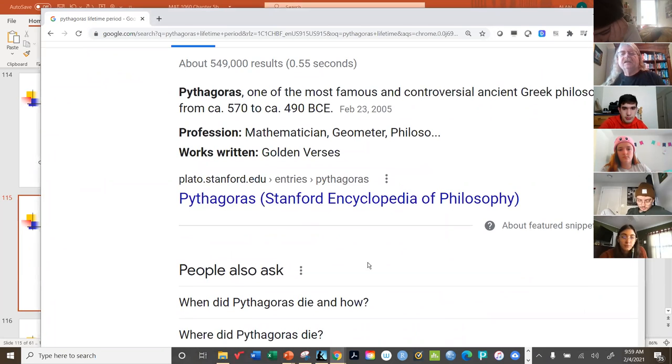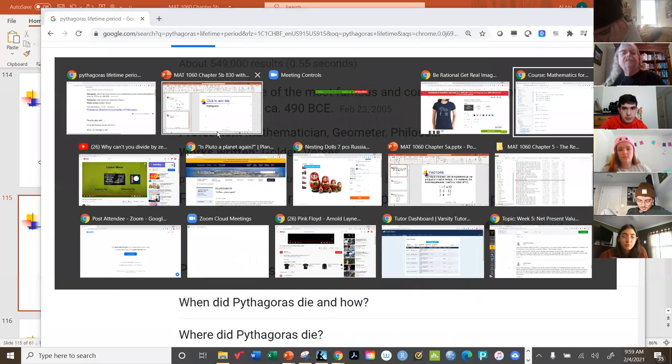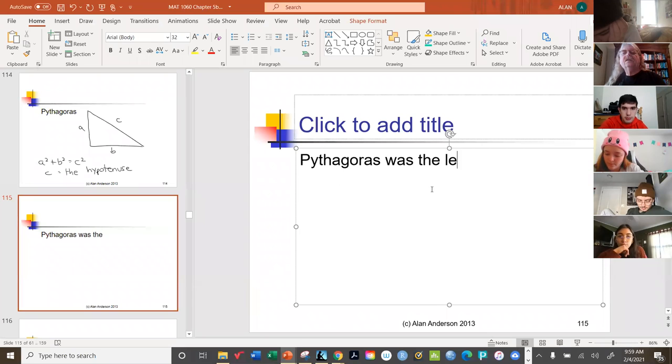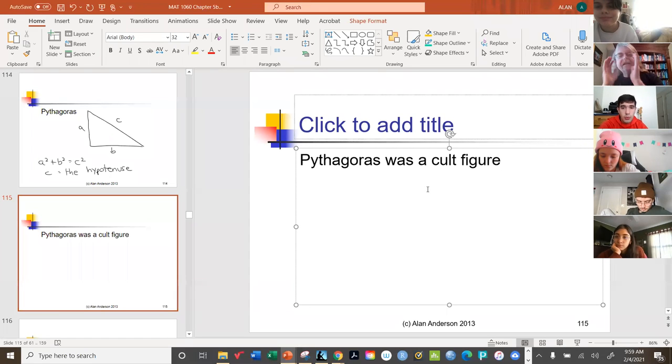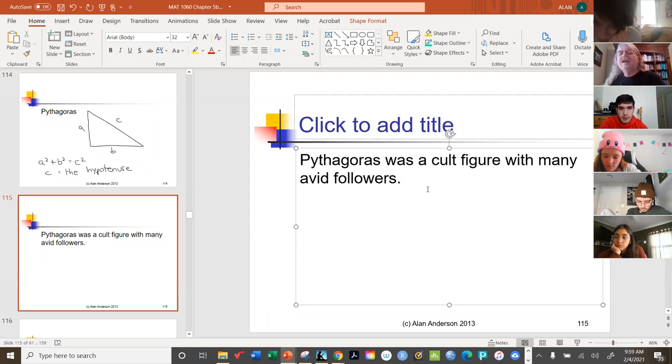Okay, so here's the thing about Pythagoras. Pythagoras was a leader. He was sort of like a cult figure that people would follow around just to get words of wisdom. Anything that he could tell them, they were going to eagerly hear. He's a cult figure with many avid followers, and they'd follow him around the streets just to get any words of wisdom they could out of this guy, because he was seen as a genius, someone everybody wanted to know more about. Without TV, he was at that level.